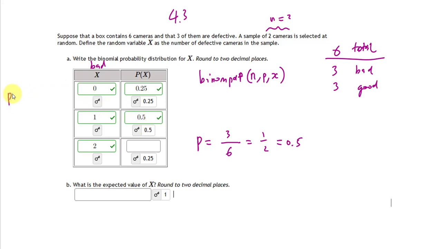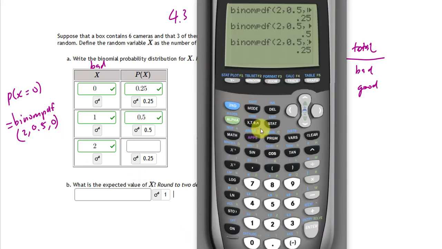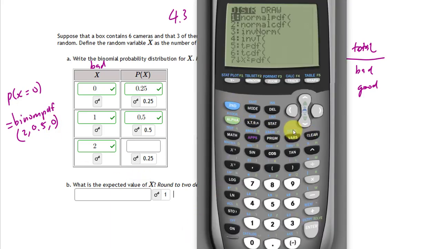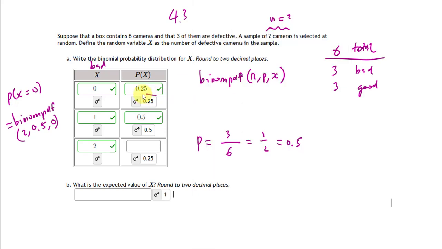Alright, so I'm looking for P of x equals 0. I'm using the function binomial pdf on the TI-84, with 2 as the number of trials, p is 0.5, and x is just 0. We can do that here. Go to second var, distribution, go all the way down to binomial pdf, trial 2, p 0.5, x is 0. And that gives me 0.25, which is right here.